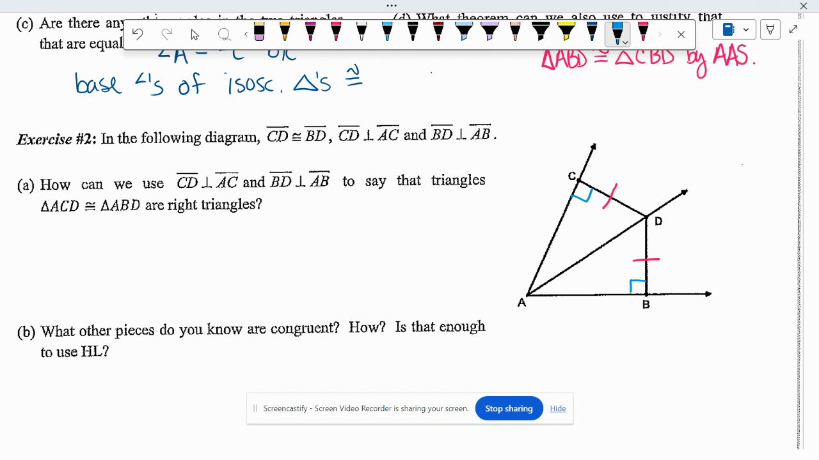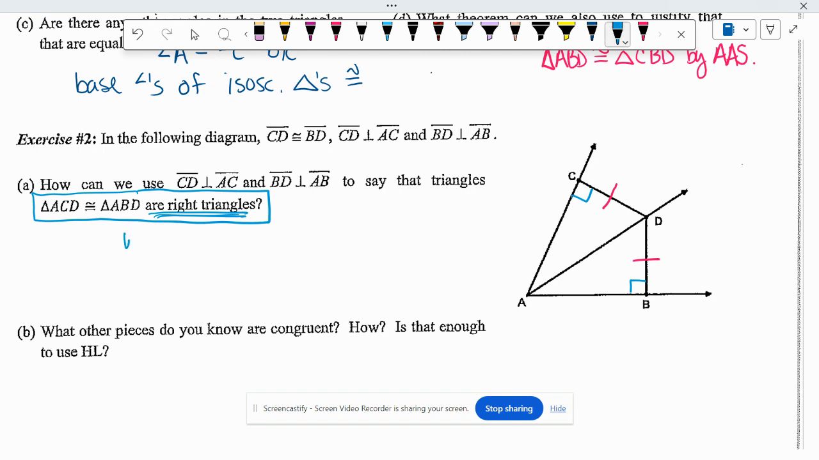Okay. So how can we use those two perpendicular segments to say that we have two right triangles? How can we say that? Go ahead. Wouldn't you have to put another angle in? Hang on. It's just asking us to say how we can say that the two triangles are right triangles. I just want you to say that they're right triangles. That's what we have to say.